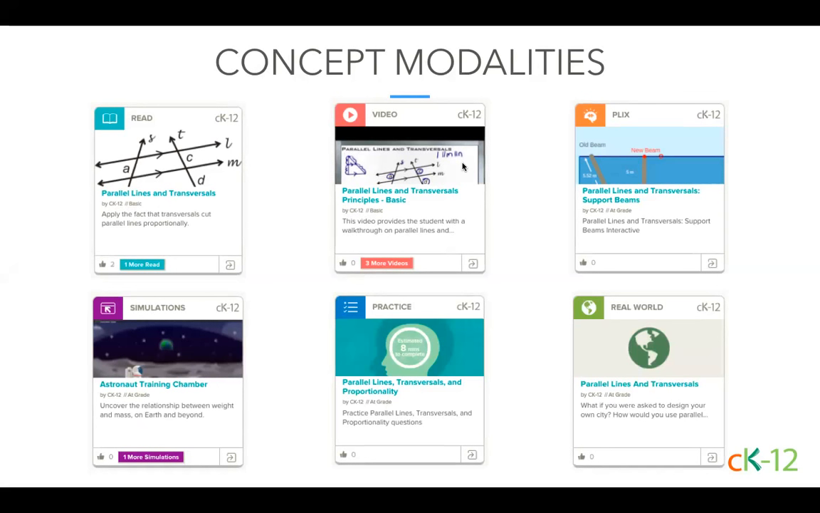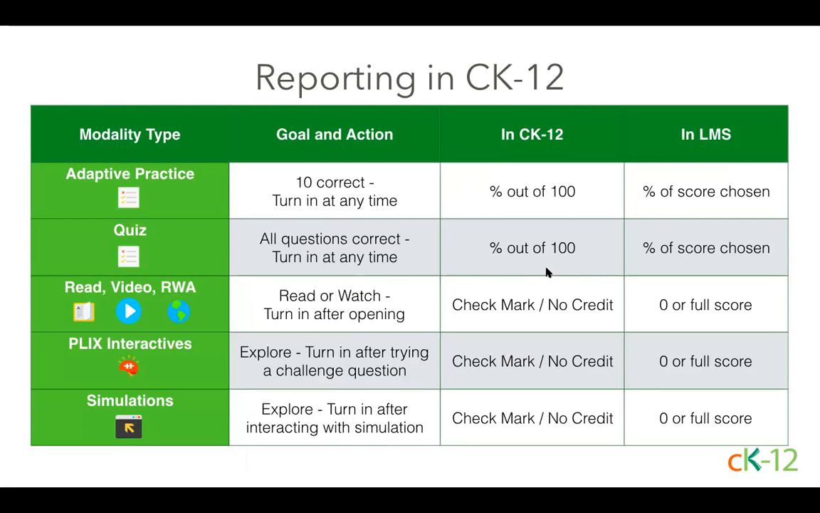We cover many of these in depth in our other sessions in the Certified Educator Program and in webinars throughout the year. But let's talk a little bit about what you're asking students to do and what is reported back to you. Practice and quizzes are scored as a percentage out of 10 or a total number. Text and video modalities are also able to be turned in when accessed and show either full credit or no credit if they've opened them or not. While Plix and Sims require that you start exploring the interactive before you can turn it in.